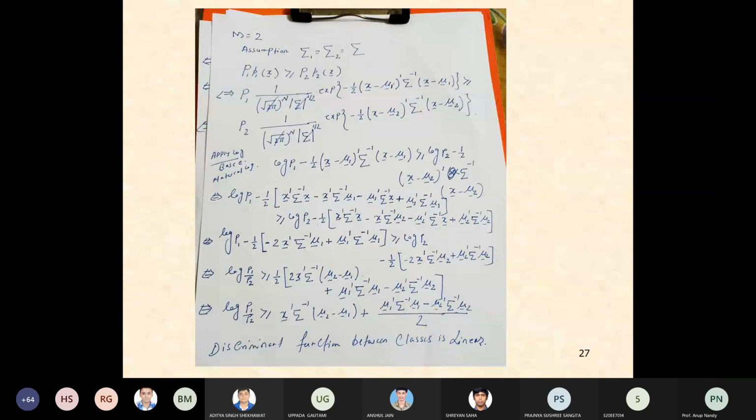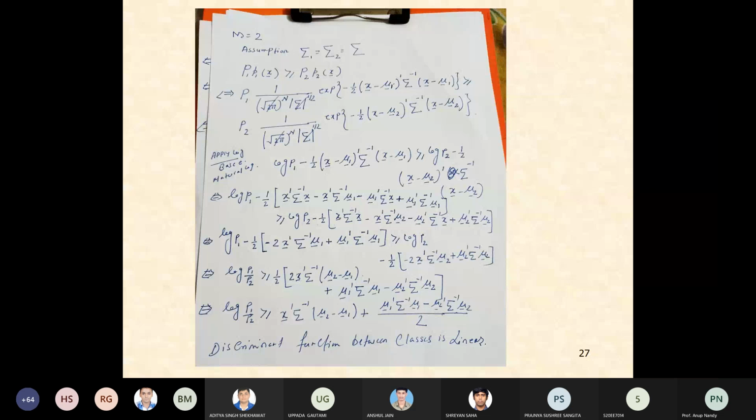Okay, although it looks a little bit clumsy, it is very simple. Now next, is greater than or equal to log p2 minus half x transpose sigma inverse x minus x transpose sigma inverse mu2 minus mu2 sigma inverse x plus mu2 transpose sigma inverse mu2. Now you see x transpose sigma inverse x here, and here also x transpose sigma inverse x, that will be cancelled out.